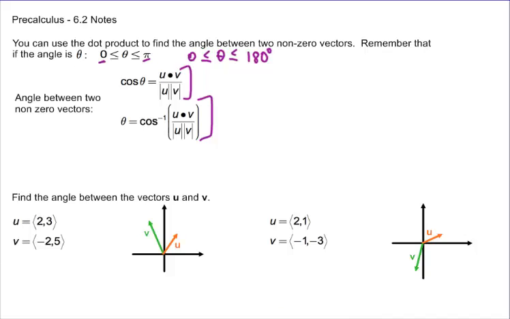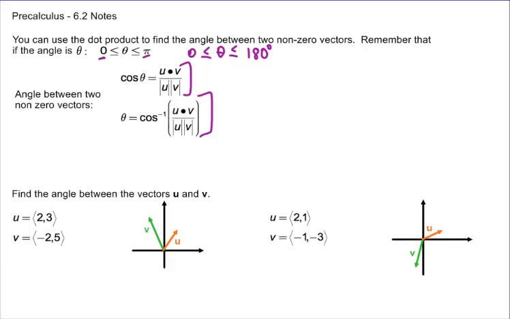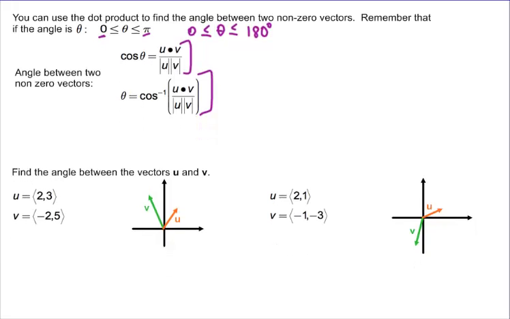So anyway, let's give it a whirl. Let's try down here where I've got the cosine of u and v. Find the angle between the vectors. That's going to be this angle theta right here. Okay, and so what I'm going to do is take u dot v. So theta is equal to the arc cosine of u dot v.